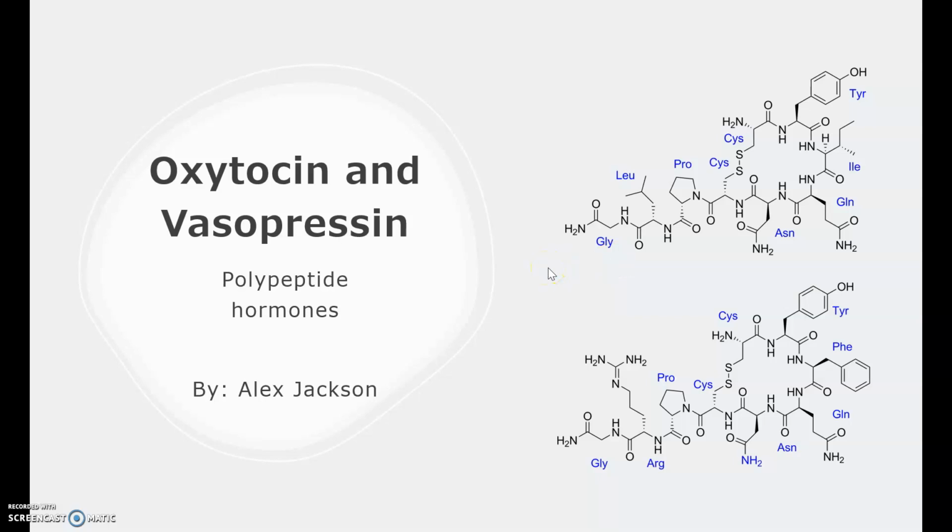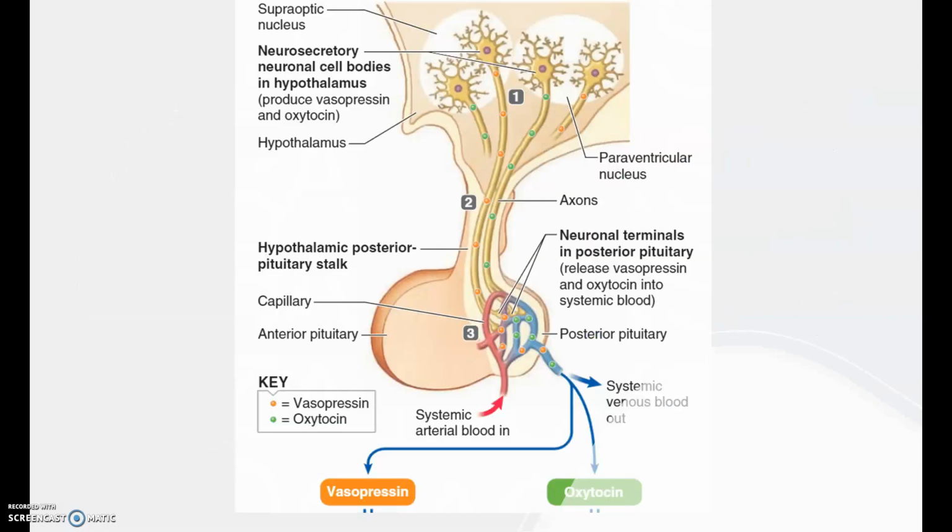Hello. Today I'm going to be going over oxytocin and vasopressin, both of which are polypeptide hormones that are not secreted by the posterior pituitary gland, but they are mediated through the posterior pituitary gland. So we'll be talking about these two today, and they have a wide range of functions which we're going to delineate and compare.